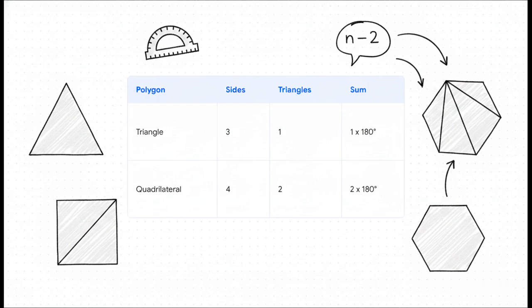A three-sided triangle is just one triangle, so 1 times 180 degrees. A four-sided quadrilateral can be split by one diagonal into two triangles, so 2 times 180 degrees gives us 360 degrees. You see the pattern? Every time you add a side to the polygon, you're essentially trapping one more triangle inside it.